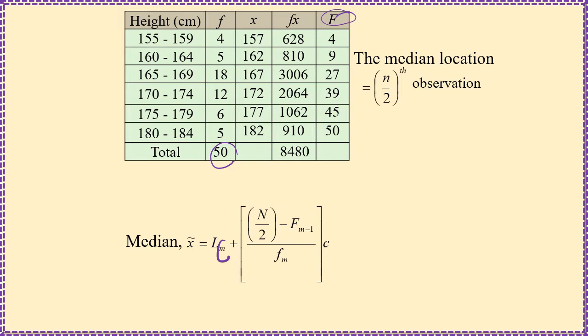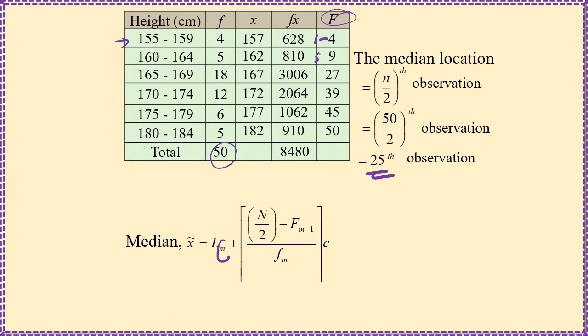So half of the observation is 50 over 2, which is equal to the 25th observation. So where does this 25th observation lie? Okay, di mana dia berada? Di dalam group mana? Okay, so we know that cumulative means that the first to fourth observation will be in the first interval. And then we continue.